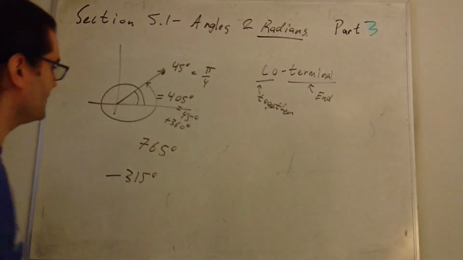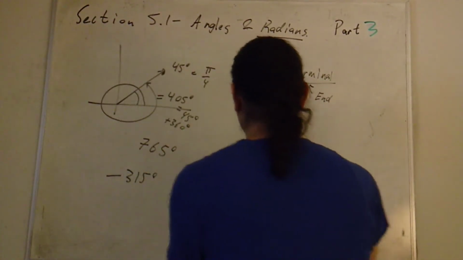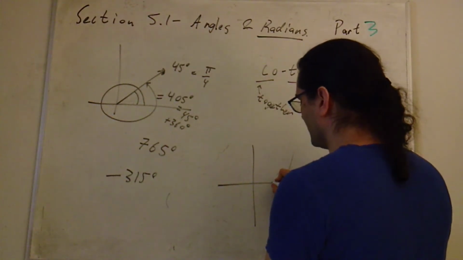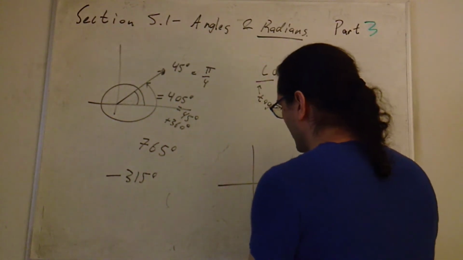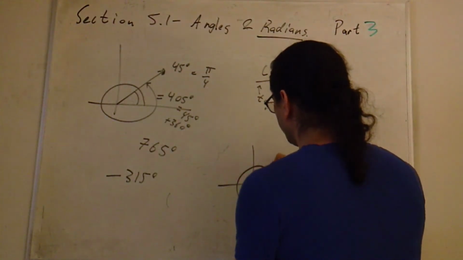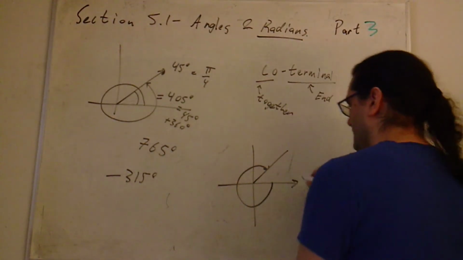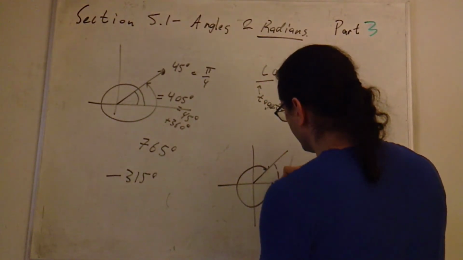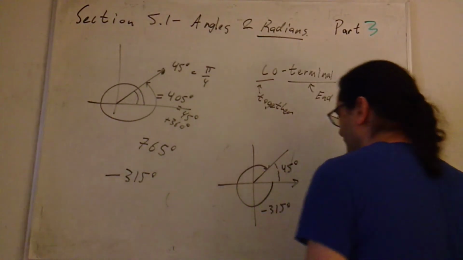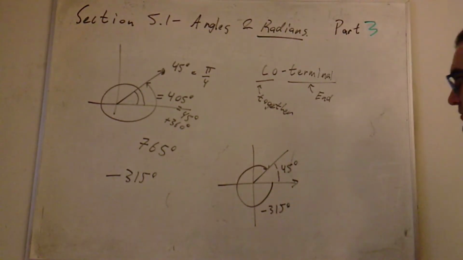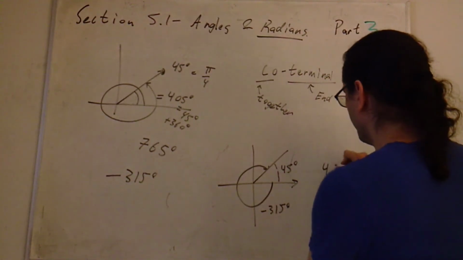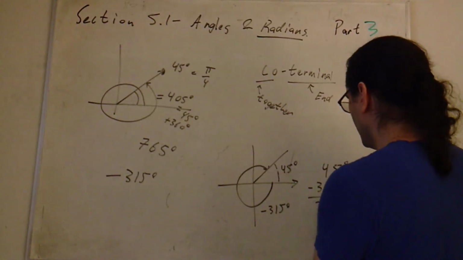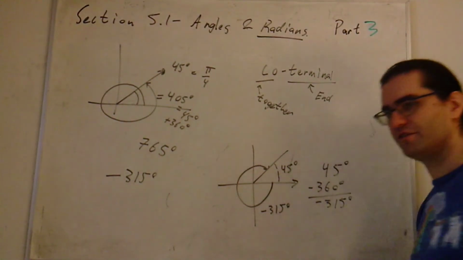Negative 315 degrees means we're still going to start on the positive x-axis. This is always where you start. But we're going to go clockwise instead of counterclockwise. We'll go clockwise up to here. If this is negative 315 degrees, that means that this little piece that's left is still 45 degrees, and that's still coterminal. We can get this by doing 45 degrees minus 360 degrees. That'll give you the negative 315.